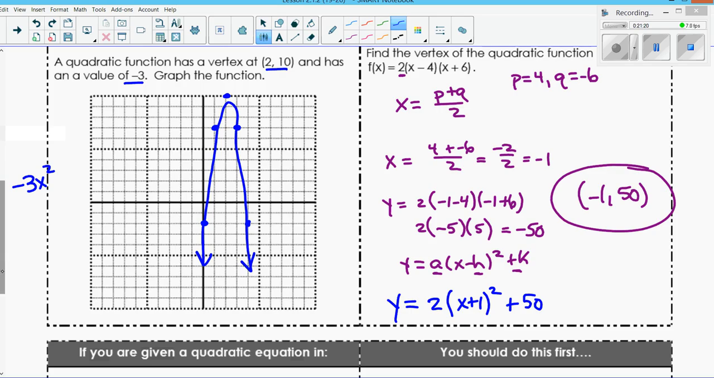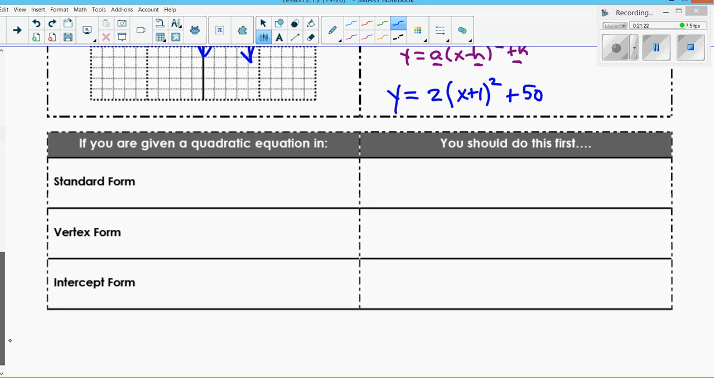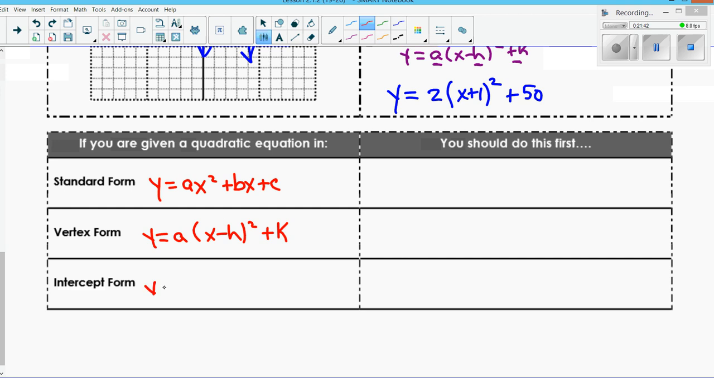Alright, last couple of things. We want to organize what we're doing here. Standard form is written as y equals ax squared plus bx plus c. Vertex is a times x minus h squared plus k, so one quantity being squared. Intercept is y equals a times x minus p times x minus q. So two quantities being multiplied by each other. Notice minus, minus, minus.